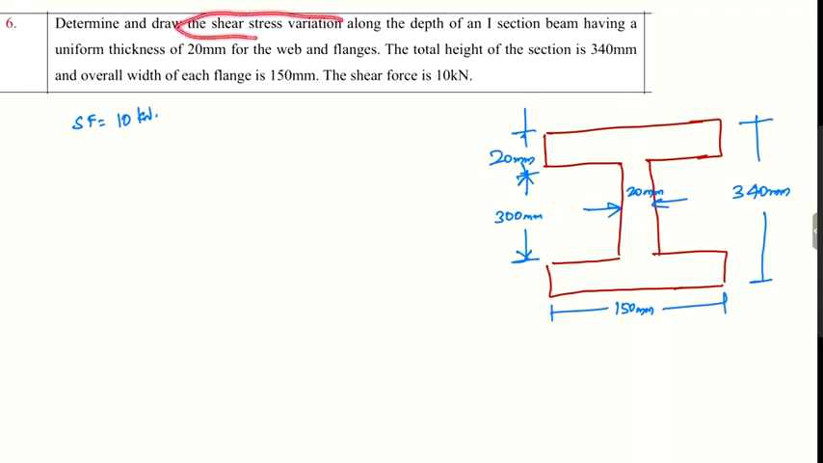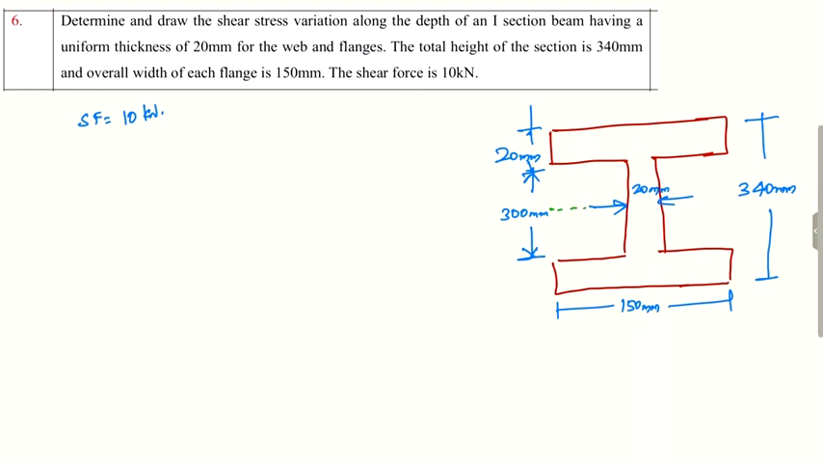Now you know the variation of shear stress across the cross section is parabolic, right? So what I do here is consider three points where I need to find the shear stress, wherever there is a change. First, the top point, then the point where there is a change in geometry over here, and the neutral axis. I will call them 1, 2, and 3. If I calculate the shear stress at these three points, I could draw the shear stress variation, right?